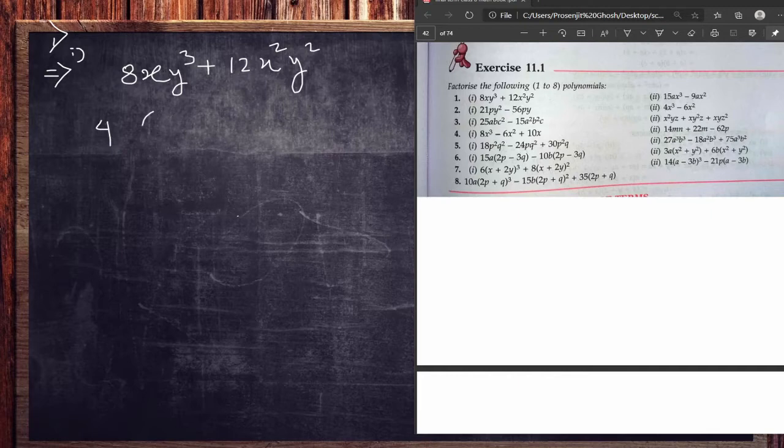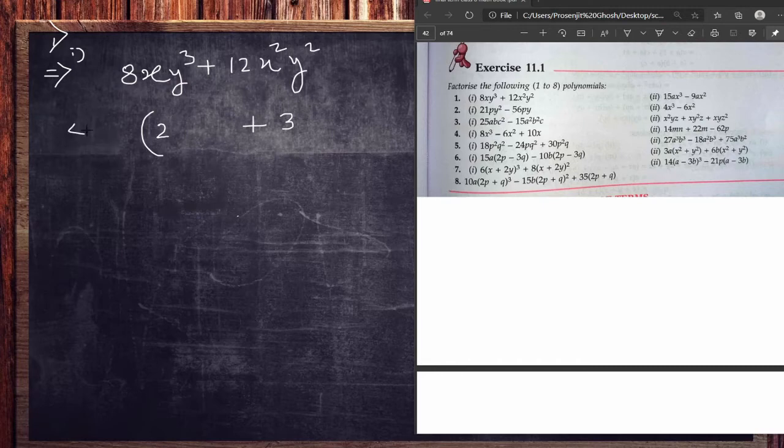Taking out the 4, you will have 2 in place of 8 and 3 in place of 12. Obviously, if you multiply 4 with 2, you get 8, and if you multiply 4 with 3, you get 12. That's it, very simple. So this is done for the number.